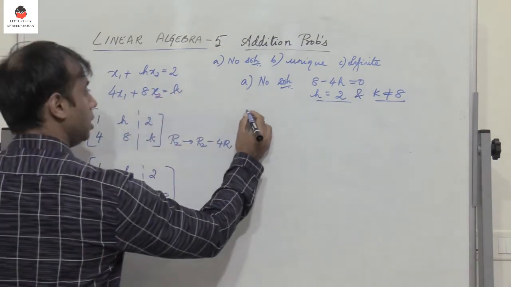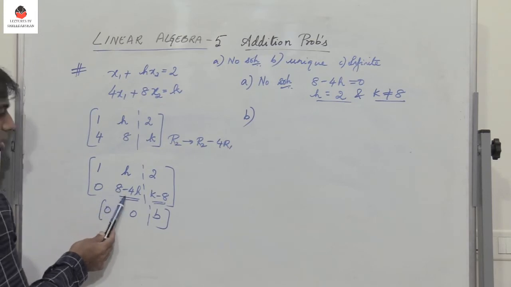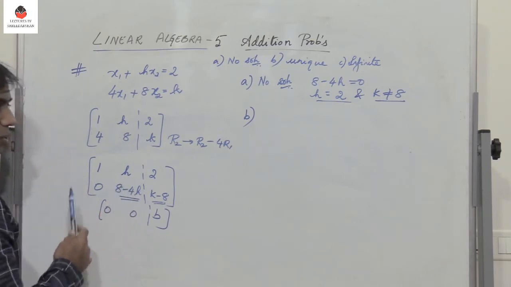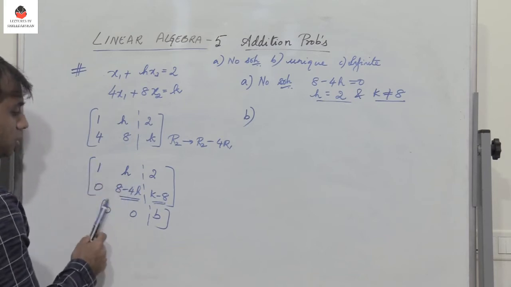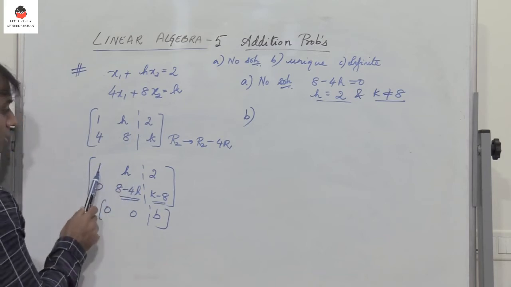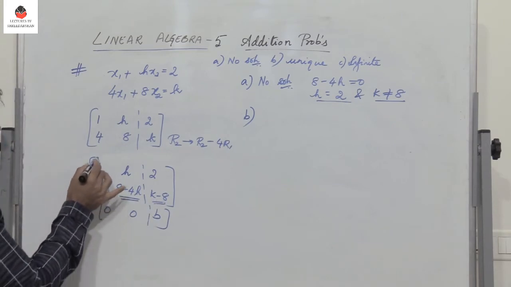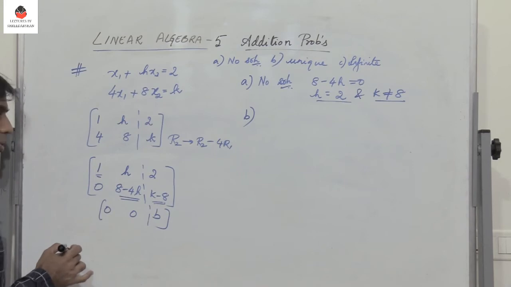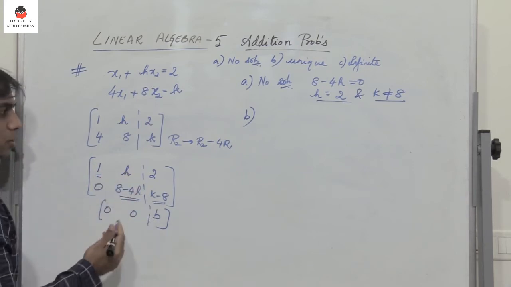Next, second one, for a unique solution. Now for a unique solution, this element should not be equal to 0, right? Because the coefficient matrix is a 2 cross 2 matrix and we need to have two basic variables. So this is a pivot, so the first column is the pivot column. I also need to have a pivot here. So this element should not be equal to 0.